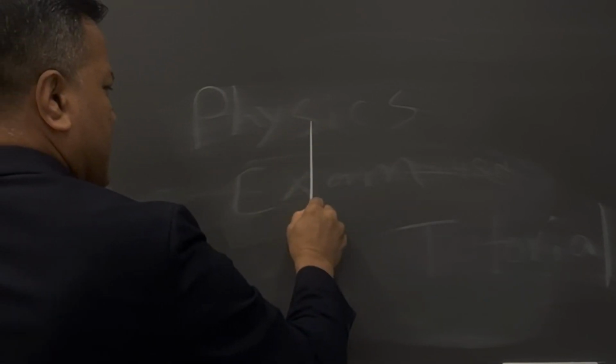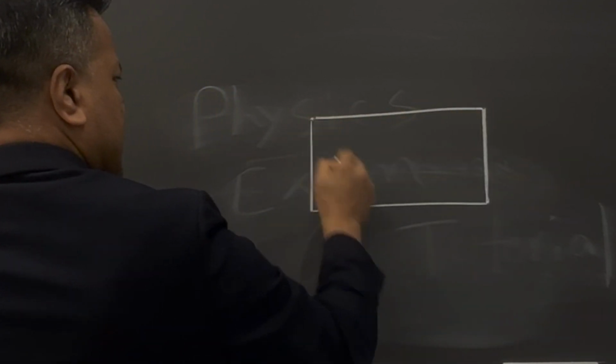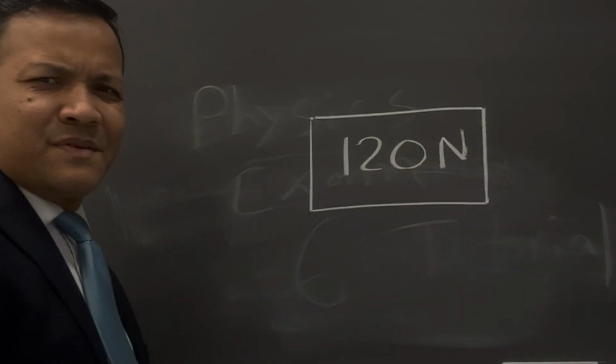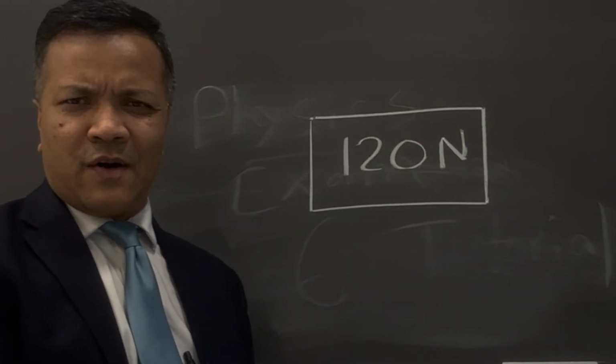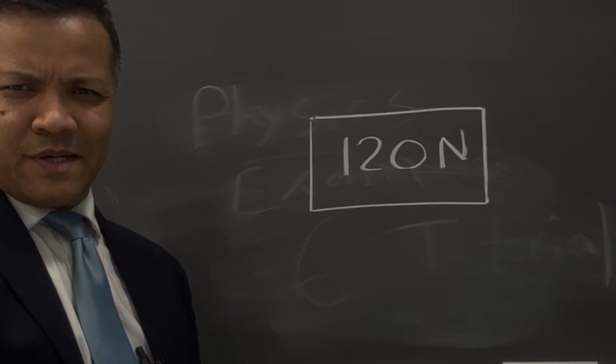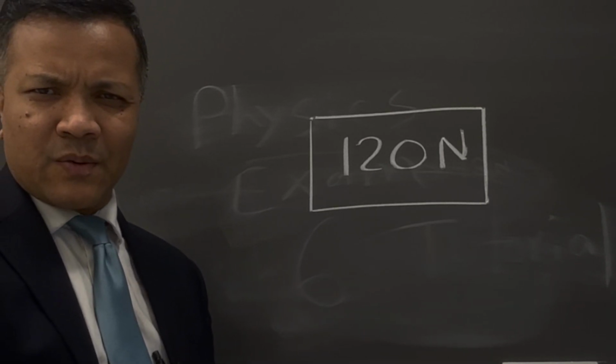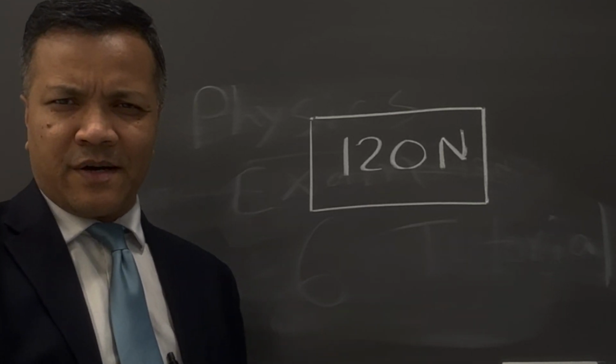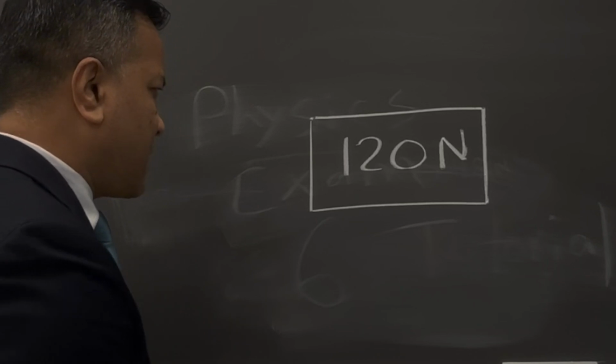A box, 120 Newton. So if you ever want to find the mass of this box, just divide by 10, right? So the box is 12 kilogram. Why do you divide by 10? Because acceleration due to gravity here on Earth is 10, negative 10.